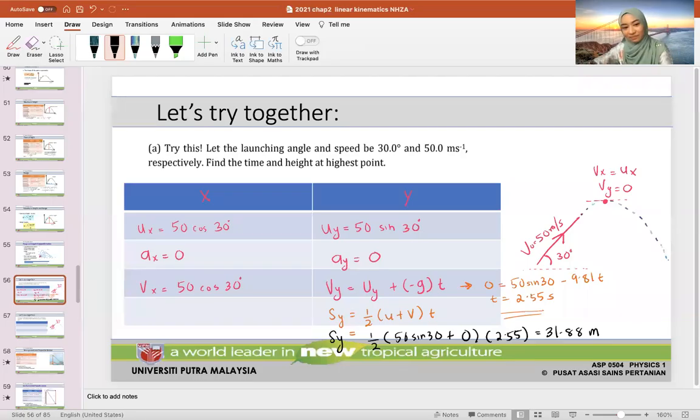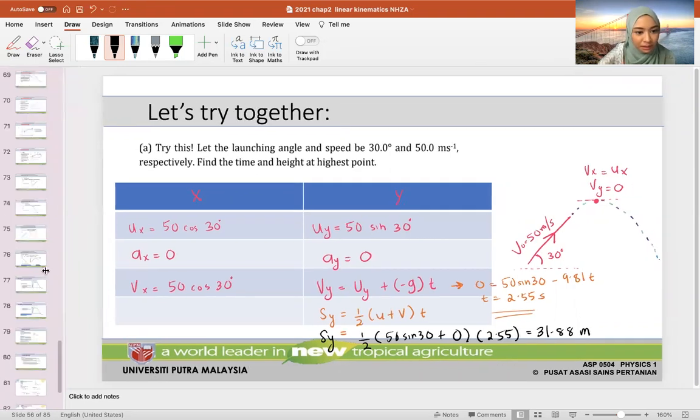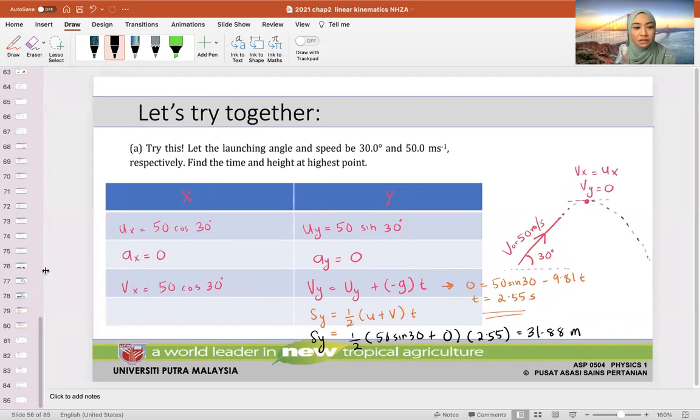Okay. So last time, what did we do last time, right? So this was the question. And I told you guys, let's try together. So try this: let the launching angle and speed be 30 degrees and 50 meters per second. Find the time and height at the highest point.